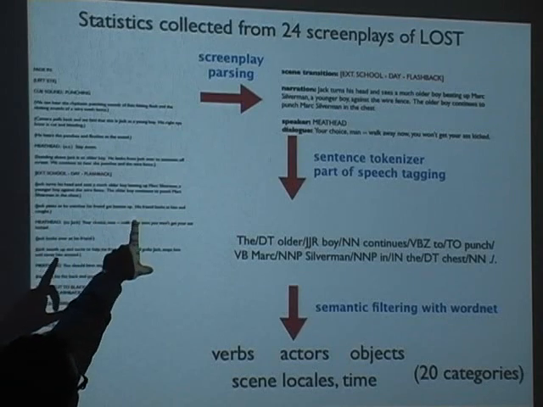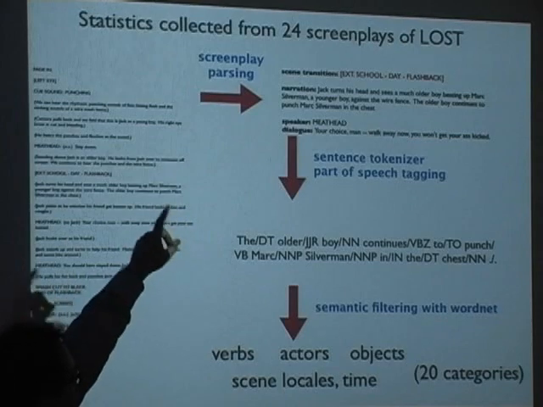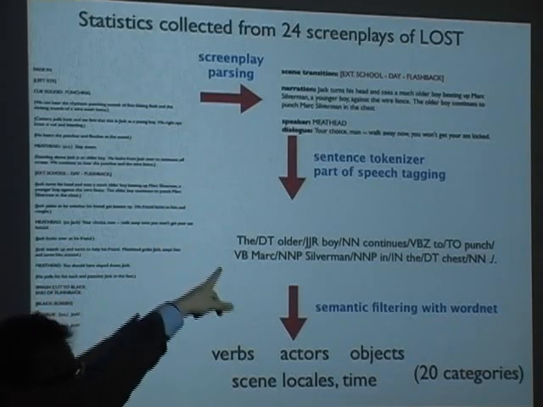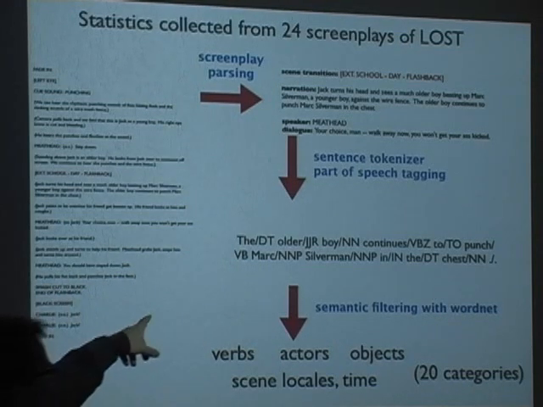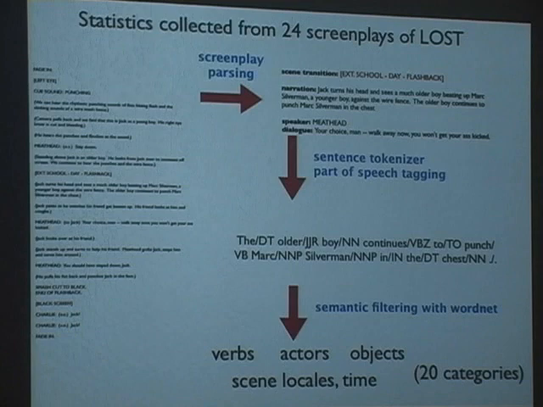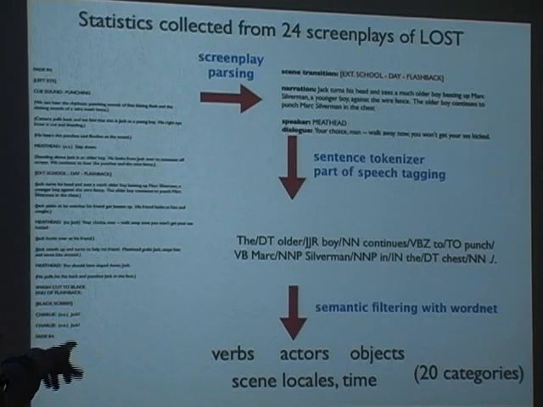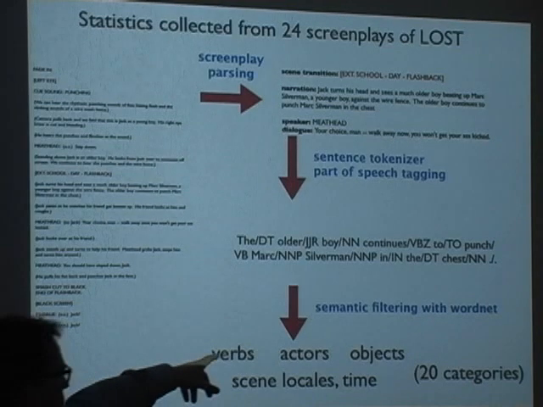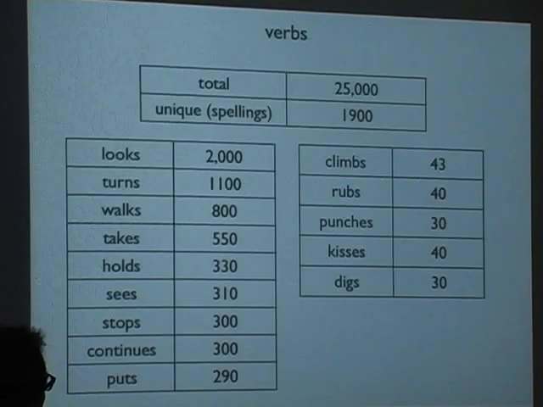So this is a screenplay. We parse it, using simple grammatical rules, into scene transitions, narrations, speakers and dialogues. Then we do sentence tokenization and part-of-speech tagging to extract, say, the verbs, and we also parse the sentence to obtain subject-verb-complement. Finally, we semantically filter using WordNet, mapping words as instances into about 20 categories. We have verbs, actors, objects, and locales. Let's look at a few of them.